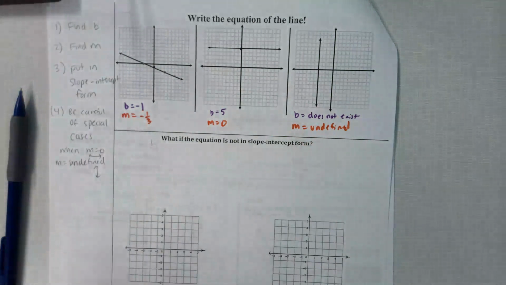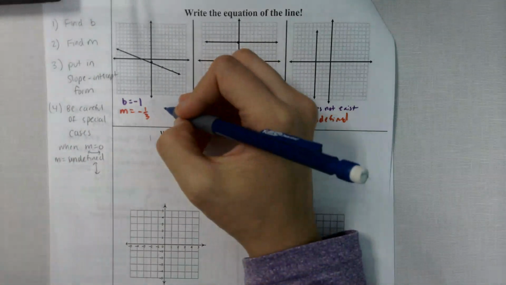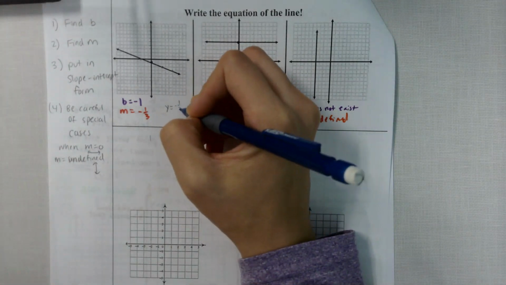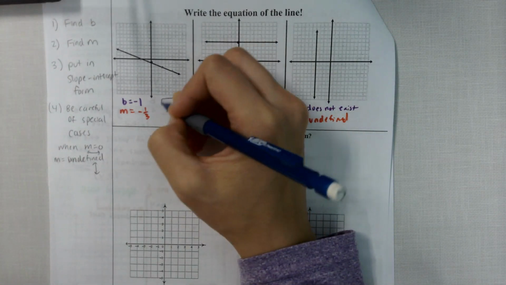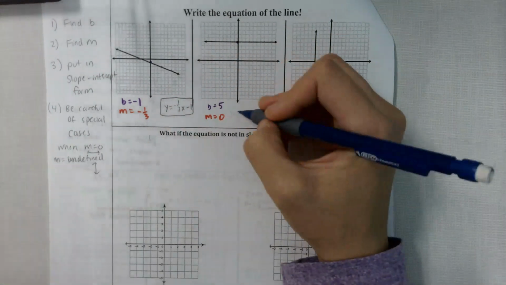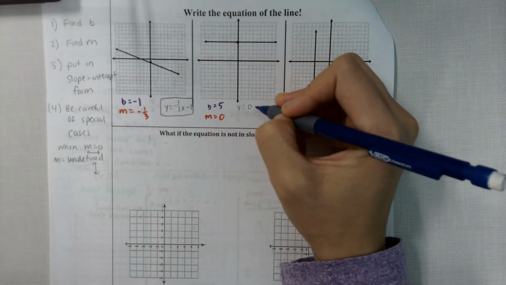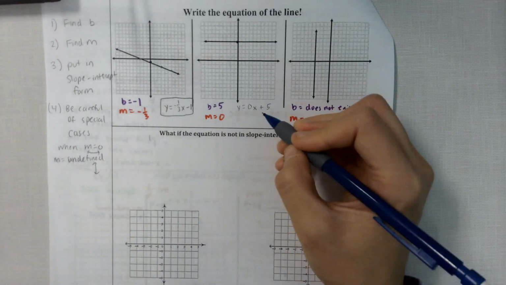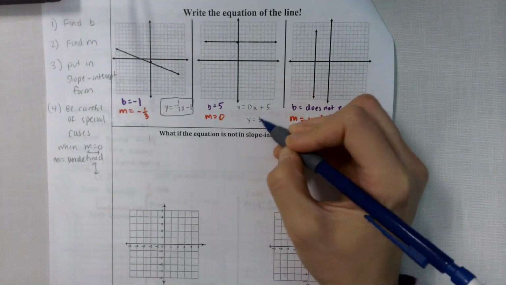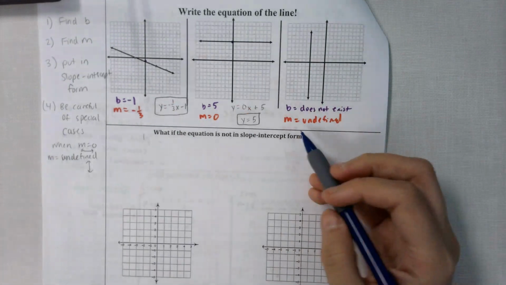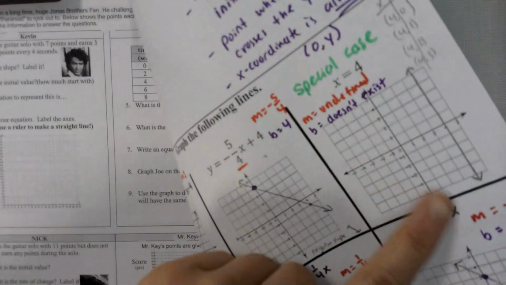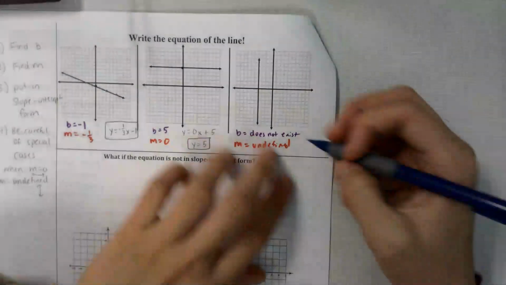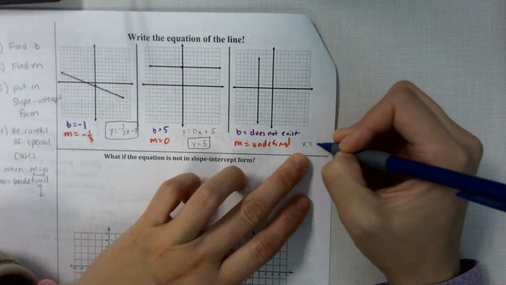All right, and now we can just write our equation. So we have y equals mx plus b, right? Y equals mx plus b. But this one, 0 times anything is 0, so we're actually just going to write y equals 5. And this one is tricky, right? This is like the problem on the back side, where we had a vertical line right here. So this one is actually going to be x equals -4.